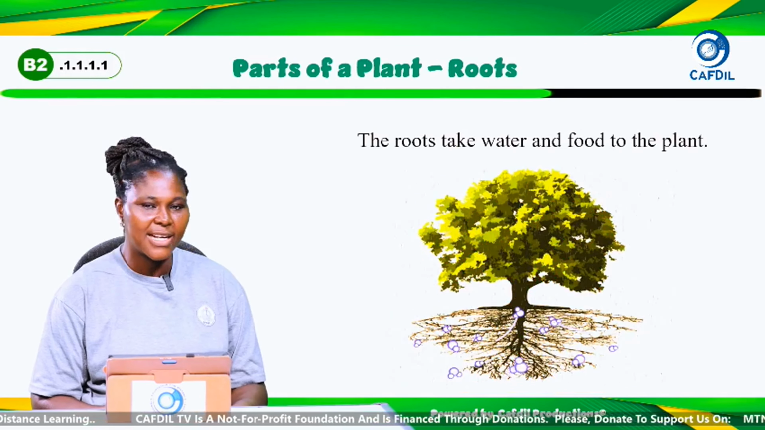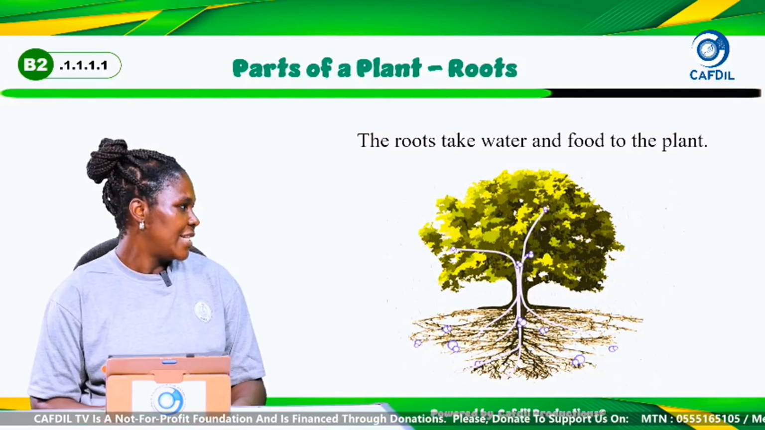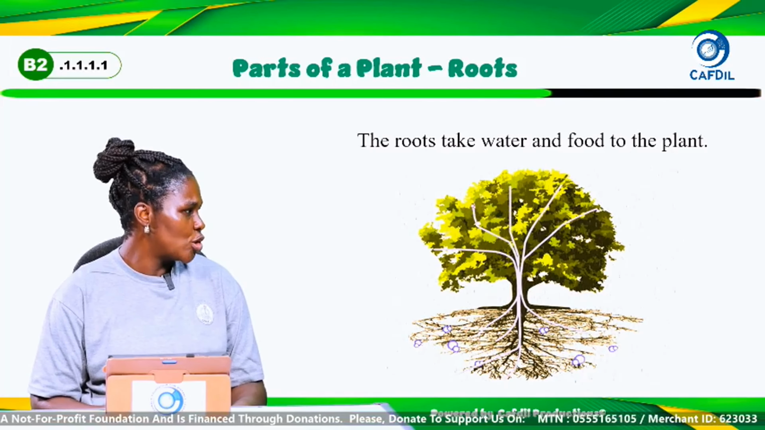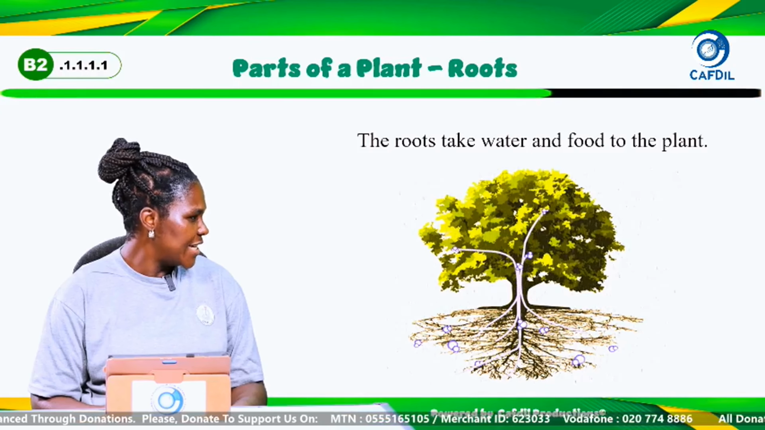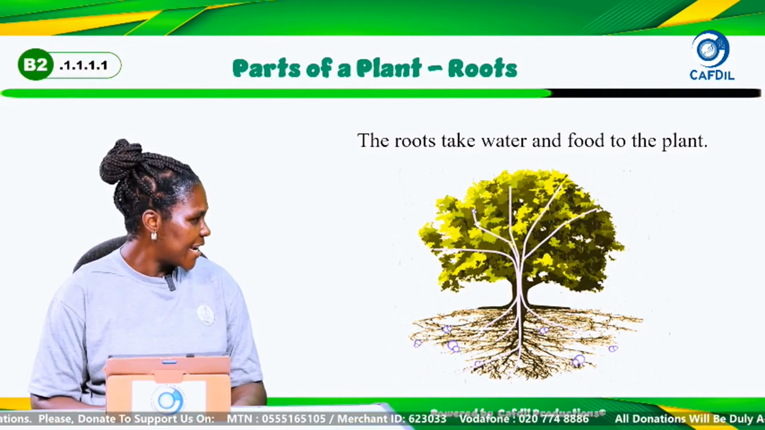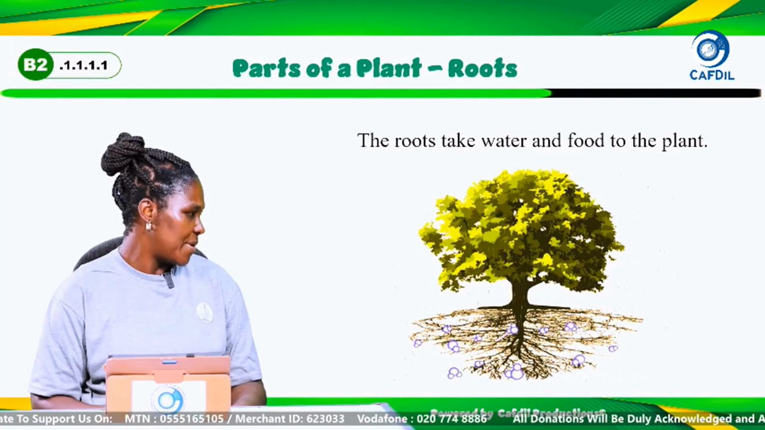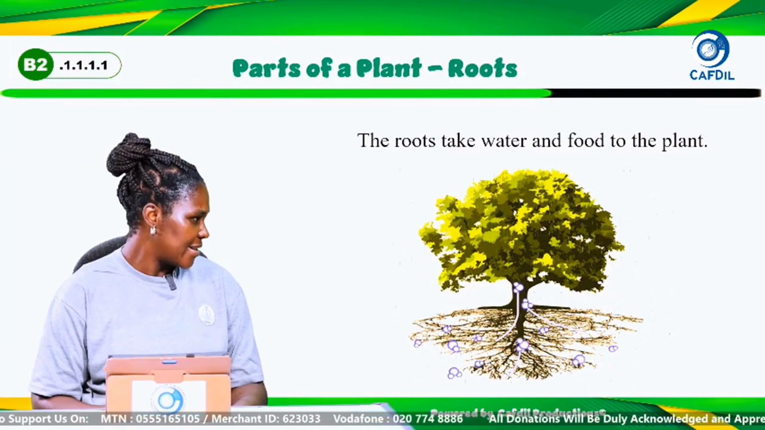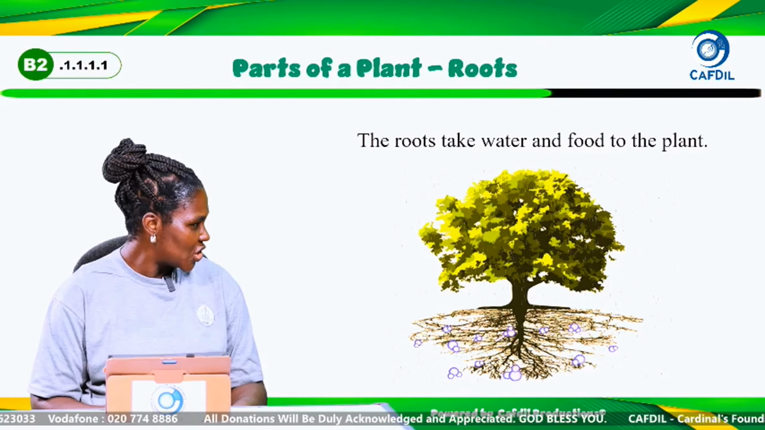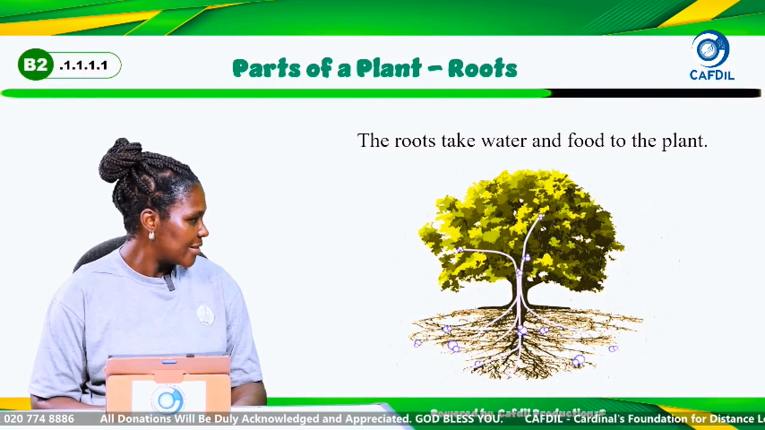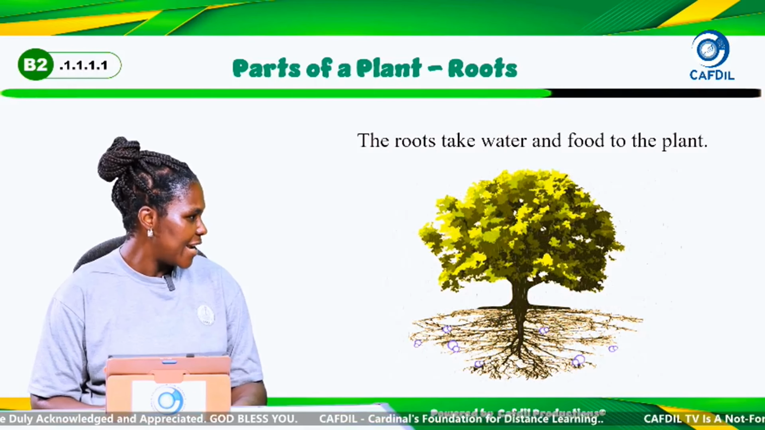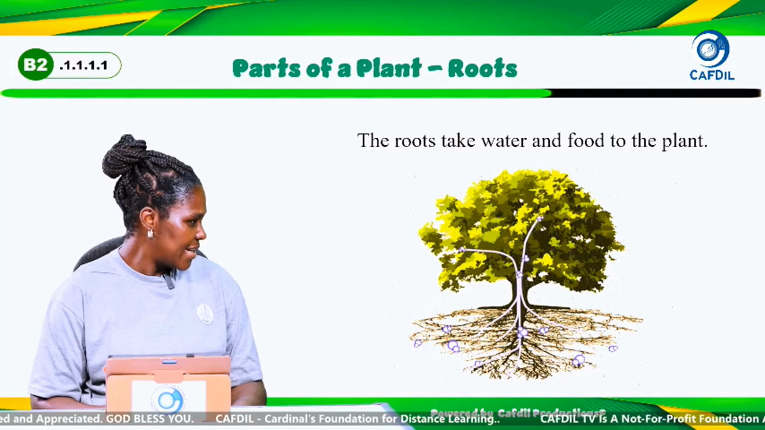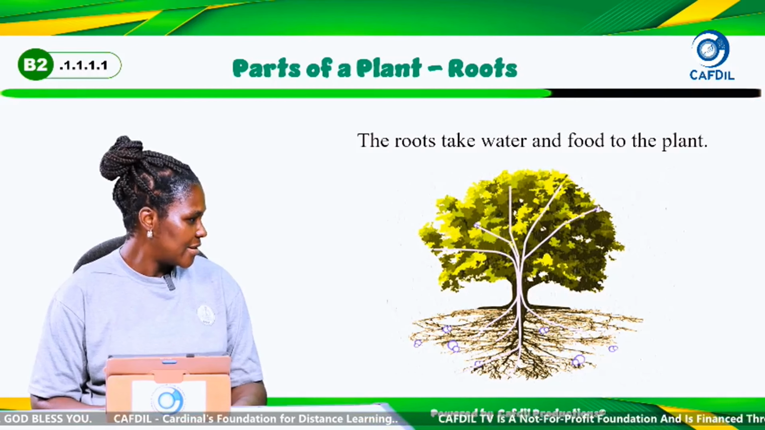So let's look at another function of the roots. The root take water and food to the plant. As you can see, the water and food in the soil. The root is taking it to the parts of the plant, the stem, the leaves. Yes, as you can see, the water is the whitish one, the white one. The water is passing through from the soil to the root, to the stem, and to the leaves. Yes, and the round ones are the food in the soil.